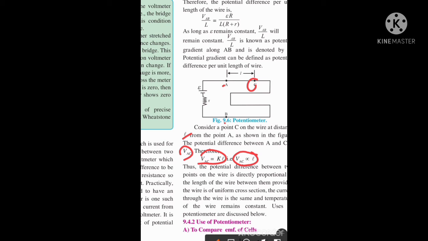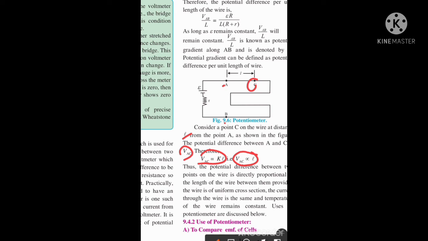That is, phi AC is directly proportional to l because K is constant. Then phi AC upon l is equal to a constant, so phi AC is directly proportional to small l. That is, the potential difference across wire AC is directly proportional to the length of wire AC. Thus, the potential difference between 2 points on the wire is directly proportional to the length of the wire between them, provided the wire has uniform cross-sectional area, the current through the wire is the same and the temperature of the wire remains constant. That is the principle of potentiometer.